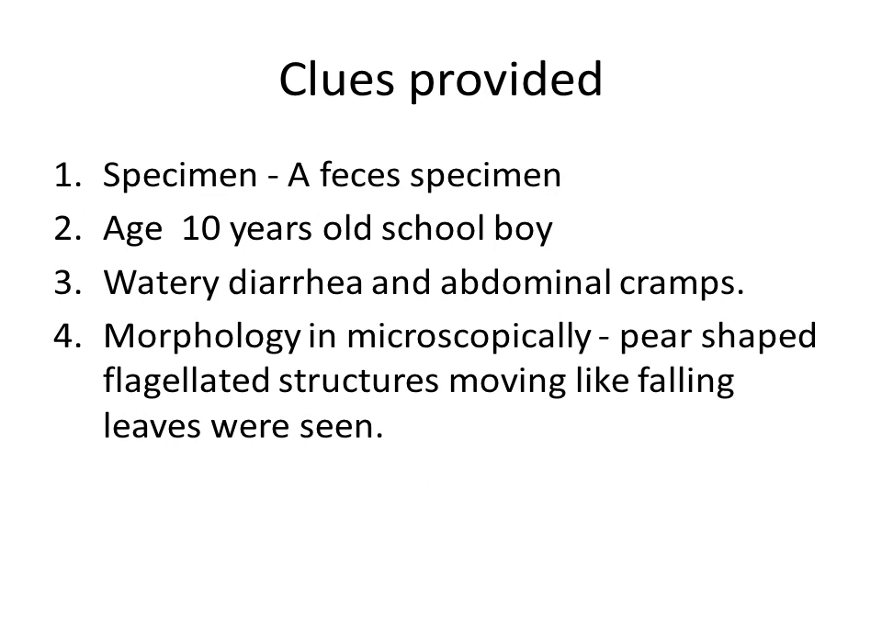From the provided information, there are 4 clues or evidences. One is the specimen that was submitted, a stool sample. The other one is the age group, the age is 10. The third evidence is the watery diarrhea and abdominal cramp. The fourth evidence is the morphology seen microscopically: it was a pear-shaped flagellated structure moving like falling leaves.